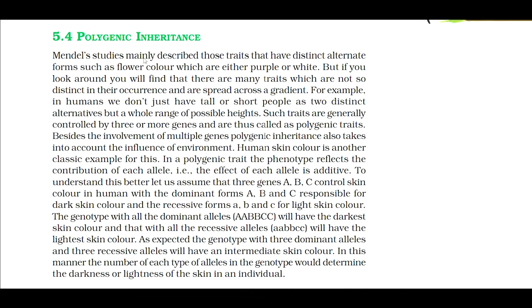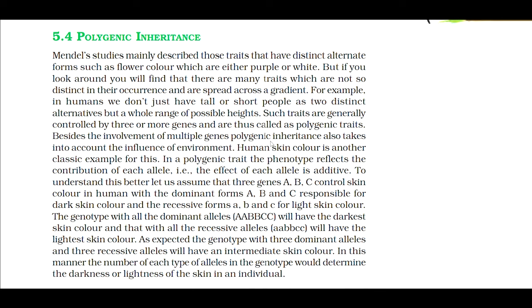5.4 Polygenic inheritance. Mendel's studies mainly describe those traits that have distinct alternate forms, such as flower color, which are either purple or white. But if you look around, you will find that there are many traits which are not so distinct in their occurrence and are spread across a gradient. For example, in humans, we don't just have tall or short people as two distinct alternatives but a whole range of possible heights. Such traits are generally controlled by three or more genes and are thus called polygenic traits.